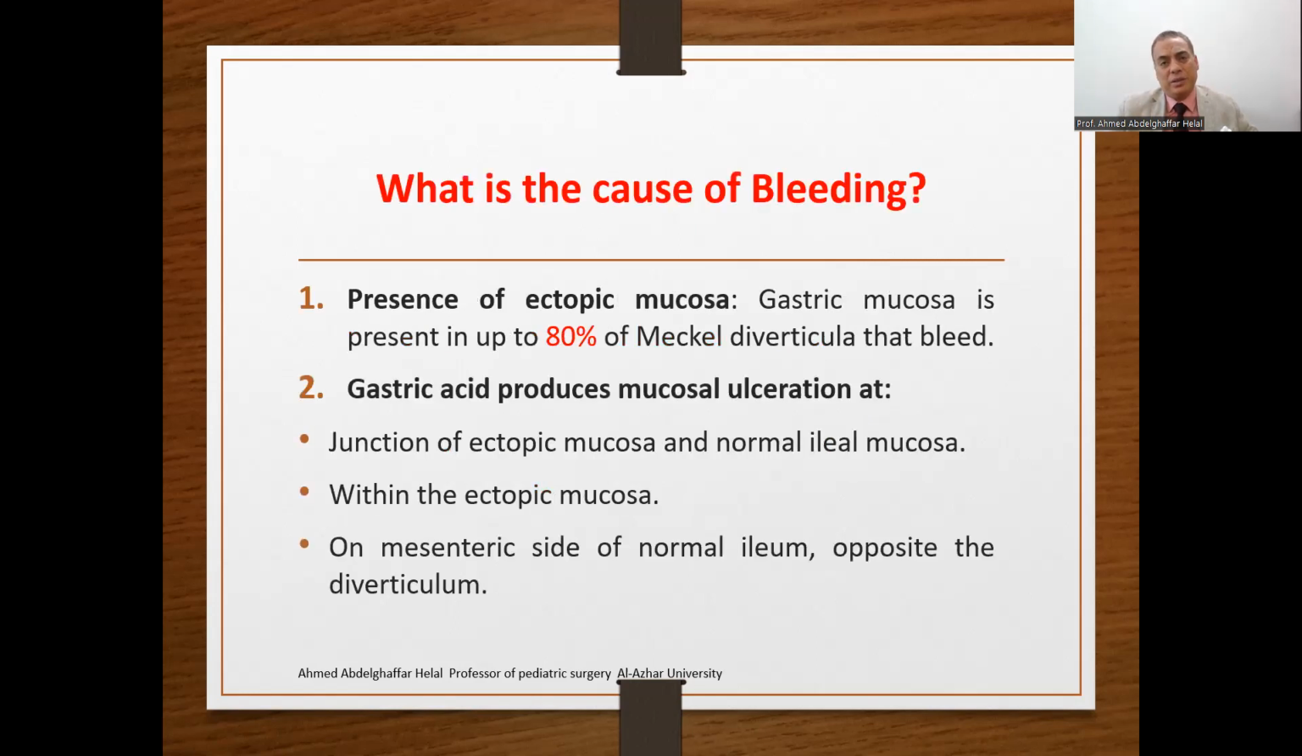What is the cause of the bleeding? As we said, the presence of ectopic gastric mucosa in the Meckel diverticulum that bleeds. This gastric mucosa will produce gastric acid, HCl, which leads to mucosal ulceration. An ulcer may occur at the junction between the ectopic and the normal mucosa, in the normal ileal mucosa, or sometimes within the ectopic mucosa itself, or on the mesenteric side of the normal ileum. So there is ulceration and bleeding related to the presence of ectopic mucosa.